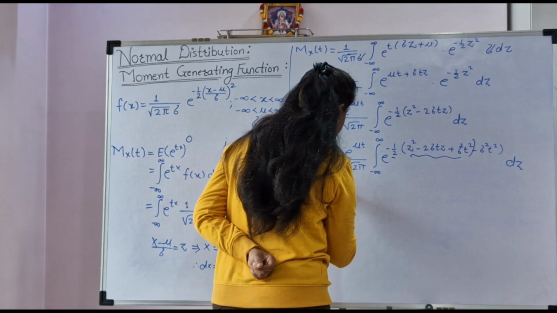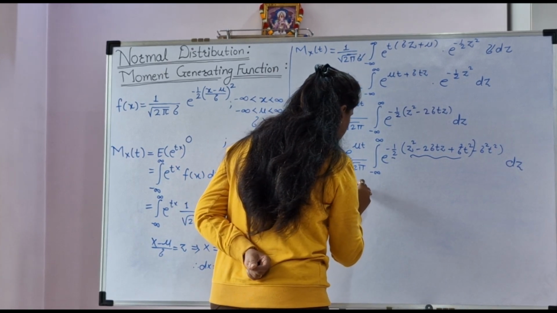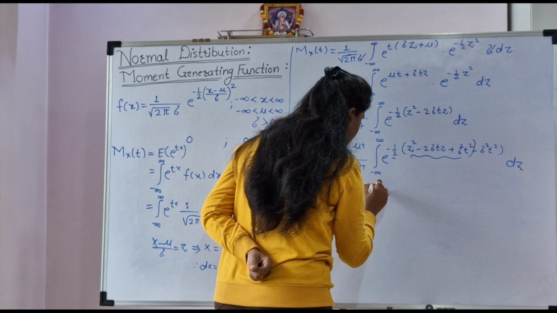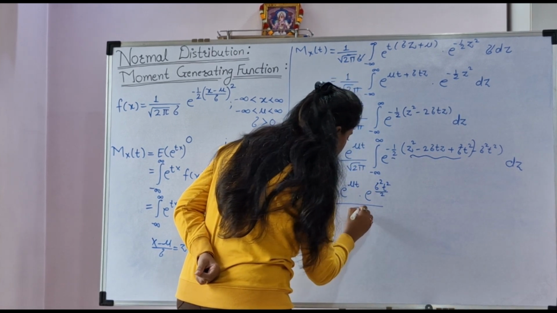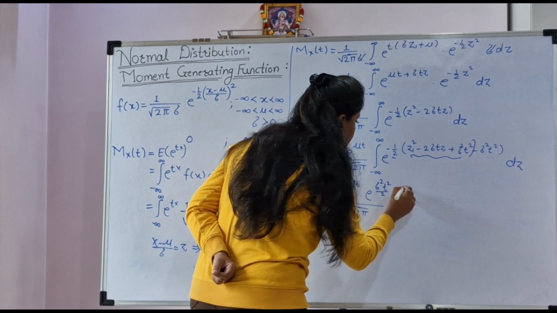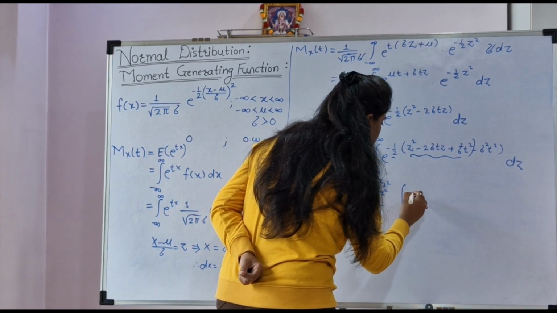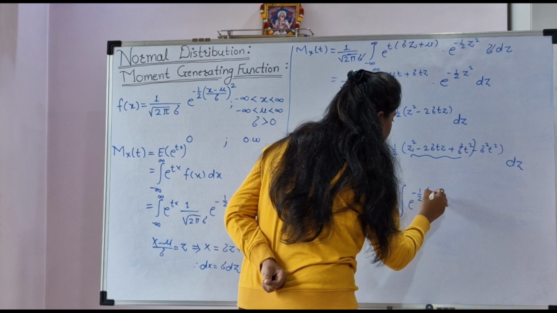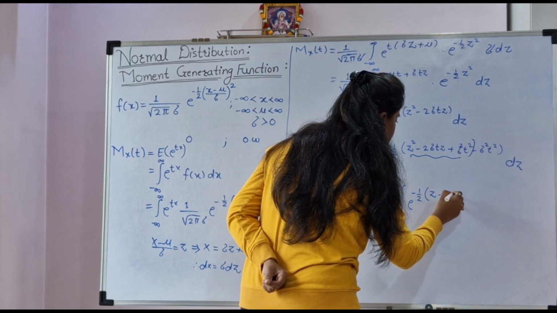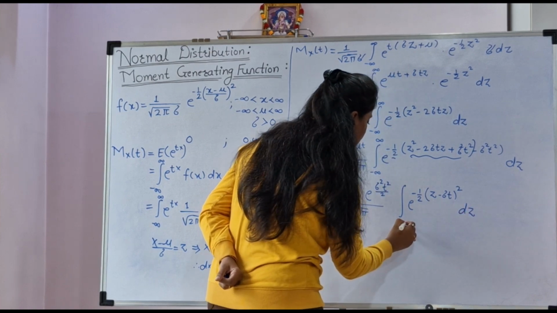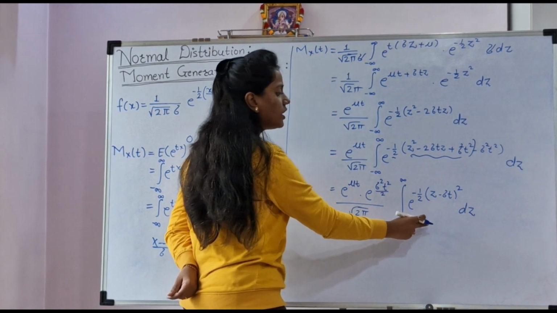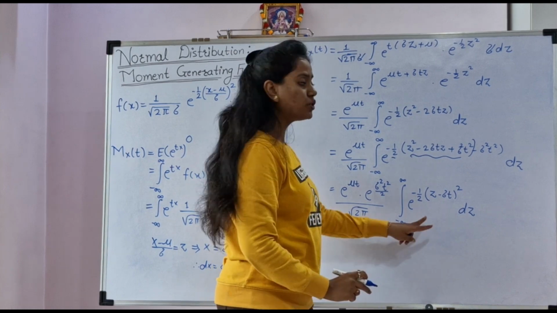So we will get here e to the power mu t into e to the power sigma square t square by 2, upon root 2 pi, integration of e to the power minus half (z minus sigma t) whole square dz. Now what is the value of this integration? It is root 2 pi.